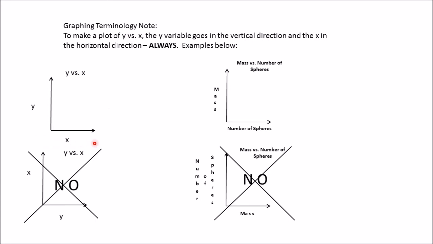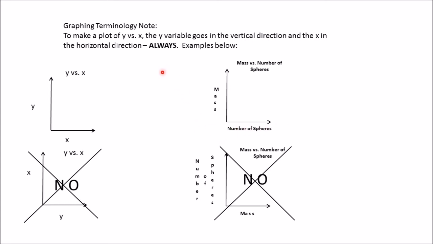You know this from algebra that y is your vertical axis, x is your horizontal. It's always represented in the form y versus x. And so when we tell you in here to plot the mass of these spheres against the number of spheres, we're talking about the mass being vertical and the number of spheres being horizontal.